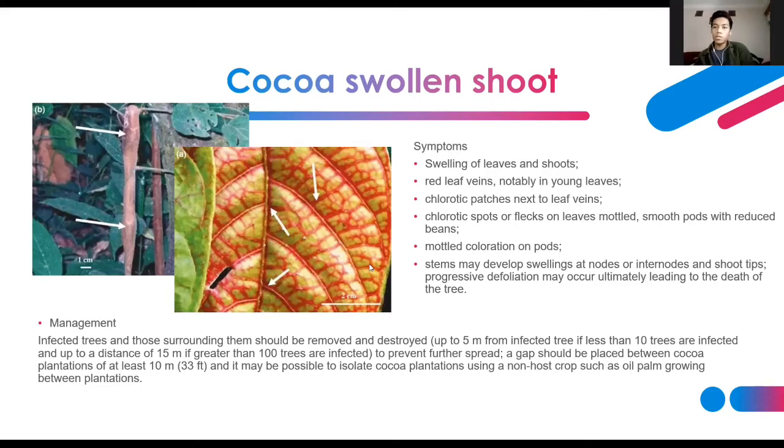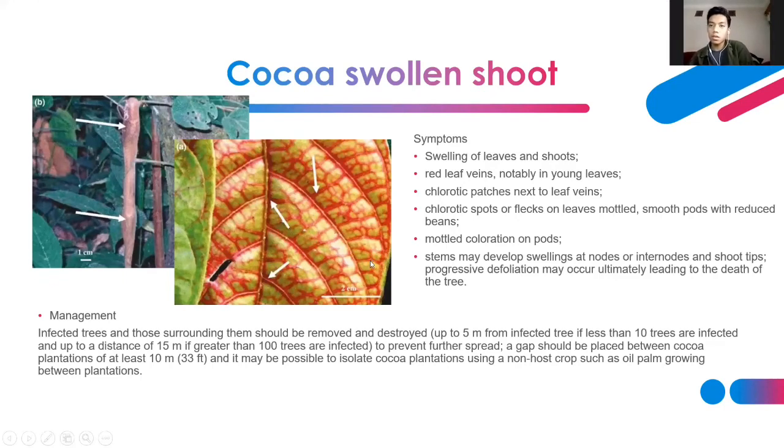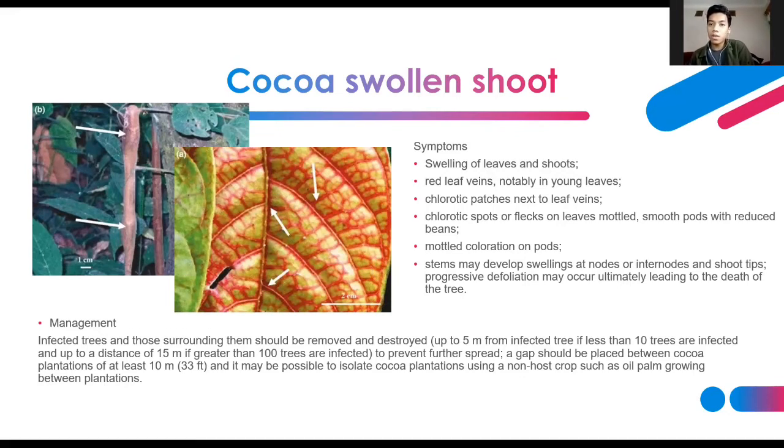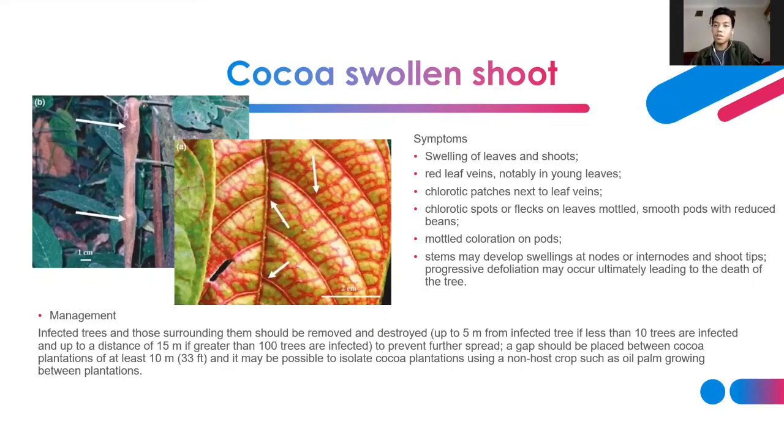And then cocoa swollen shoot. The symptoms are: first, swelling of leaves and shoots, red leaf veins, notably in young leaves, chlorotic patch next to leaf veins, chlorotic spots or fleck on leaves, mottled, smooth pods with reduced beans, mottled coloration on pods, and stems may develop swelling at nodes or internodes and shoot tips. Progressive defoliation may occur, ultimately leading to the death of the tree.